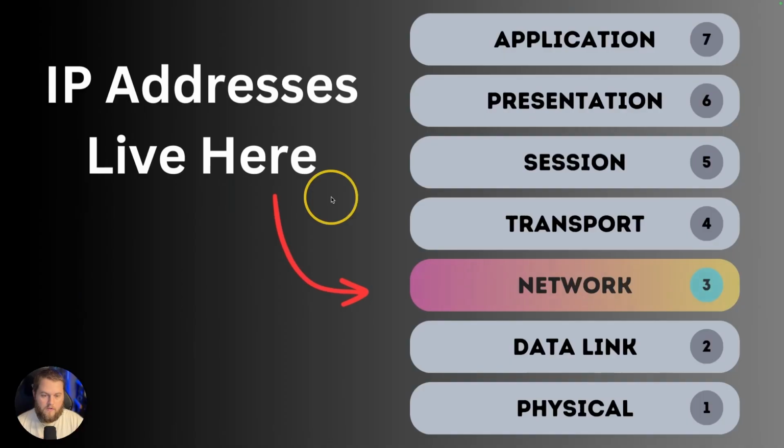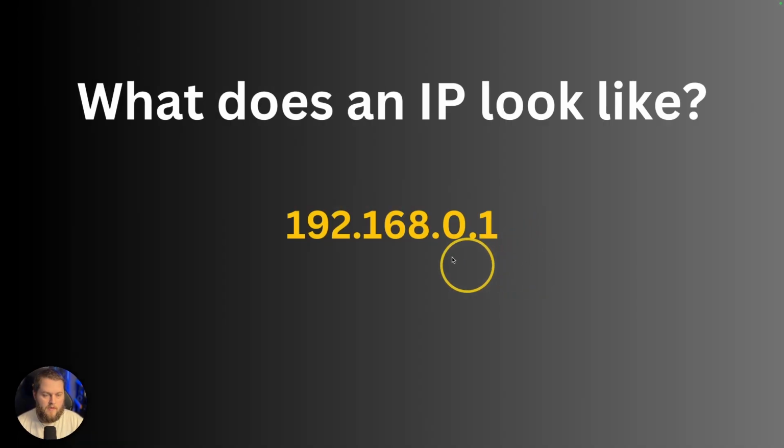So let's start talking about what layer the IP address lives on and what an IP address looks like. So we can see here that IP addresses live on the network layer, which is layer 3 in the OSI model. And this is what an IP address looks like. So we have 192.168.0.1. This is a pretty typical standard IP address that you'll usually see when you're doing networking and one that you should expect to see in your career.